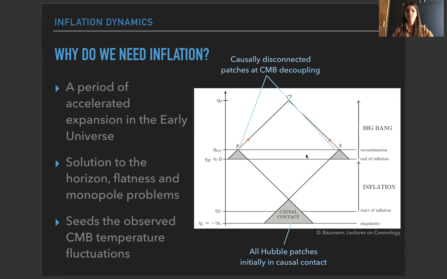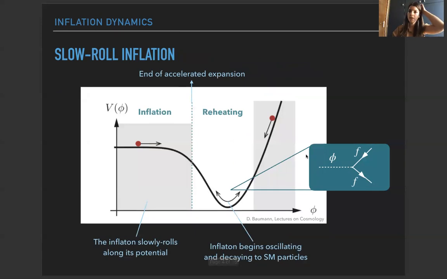Now, in the slow roll paradigm of inflation in particular, this accelerated expansion is described as an inflaton field that slowly rolls along an almost flat potential. And the expansion ends when this inflaton field enters a regime of fast oscillations. And at the same time, during this oscillation, it reheats to standard model particles. And this period of decaying to particles is what we call the reheating period.